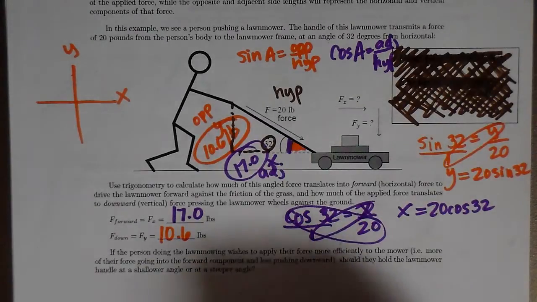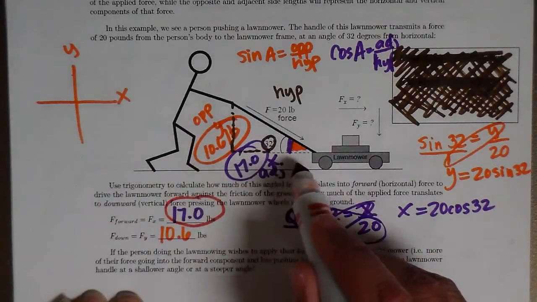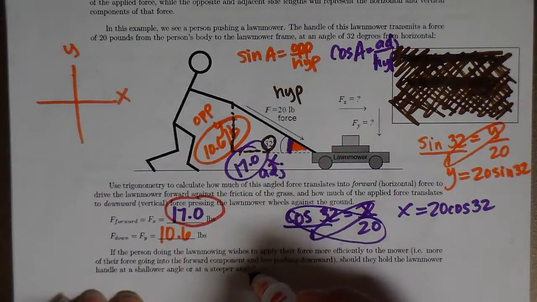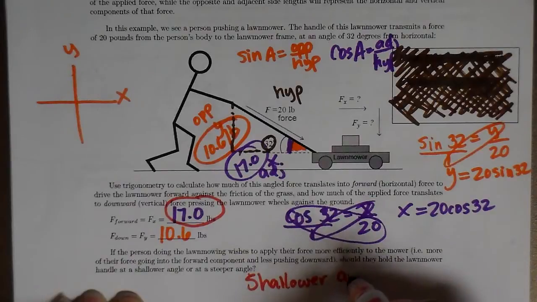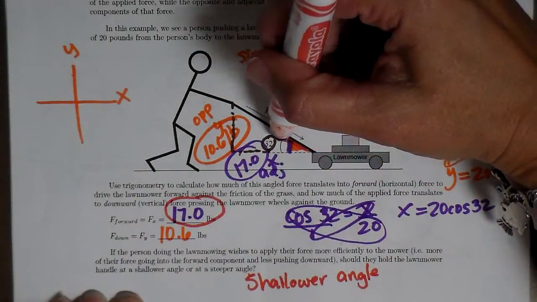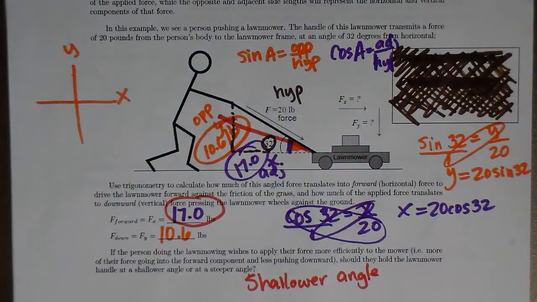Well, if I want to increase this one, I want to decrease this one. So that means I would actually be holding it at a shallower angle. Instead of holding the lawnmower there, maybe we hold the lawnmower at this angle. That's how you increase that one, and that's trig.